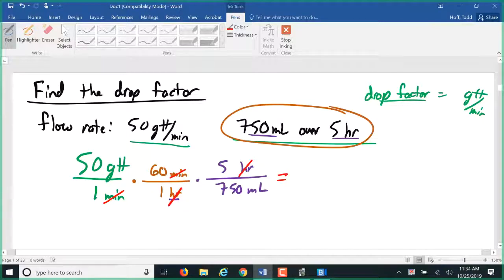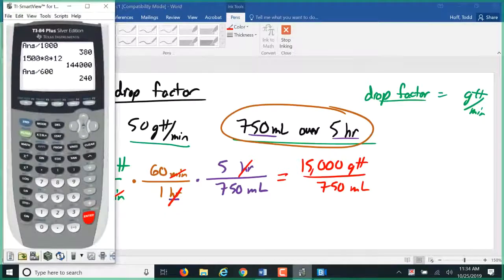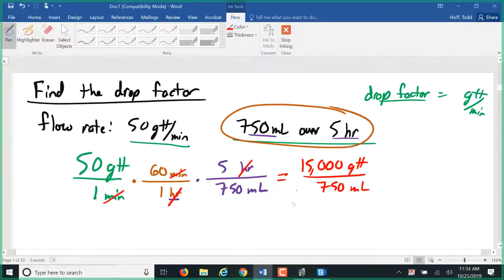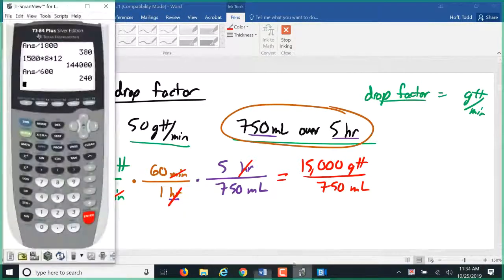So on top, we've got 50 times 60 times 5, which is 15,000 drops. On bottom, 1 times 1 times 750. That should be 15,000, not 50. Check it.